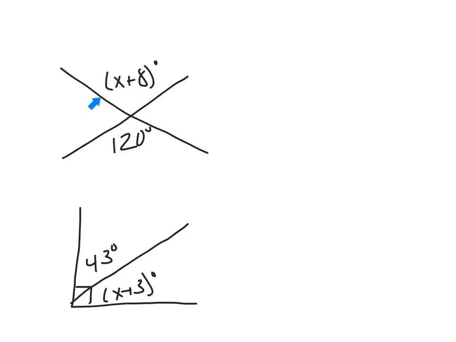So this first problem, we have two lines that are intersecting, and when that happens, we create vertical angles. Vertical angles are angles that are opposite from each other, and they have the same measure. So if I know this angle is 120 degrees, I also know that this angle is 120 degrees. So I can set up an equation that x plus 8 will equal 120 degrees. So these angles are vertical angles.